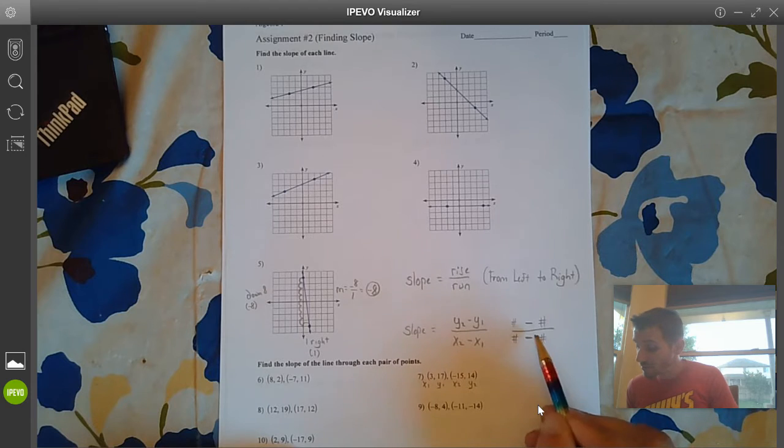You want to be careful. Sometimes in some problems, you might end up with a double negative. So remember, that becomes positive. And you get your final answer, which should be a single number or fraction.